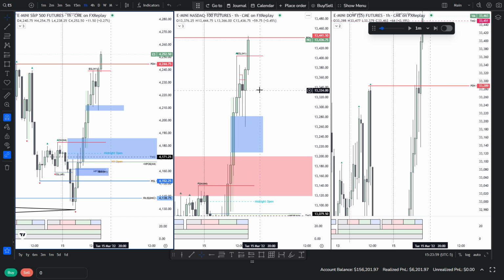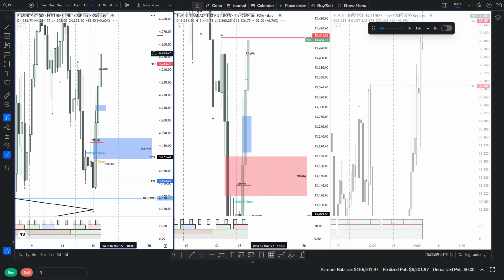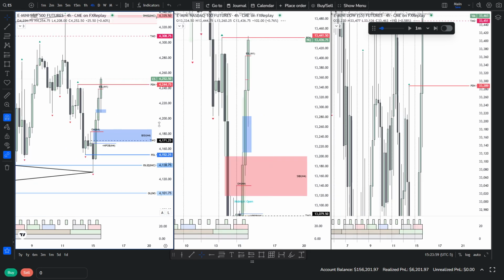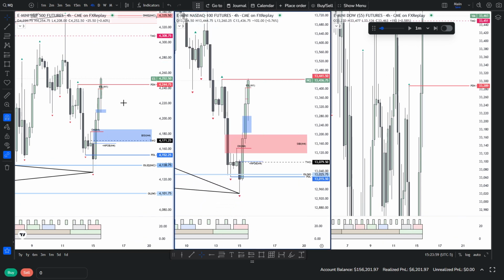We'll see. Anyway, I'm going to keep this one really short. So this is just for the PM session. Market's obviously traded up into here. I'm just going to venture out to the 4 hour. Let's just see if we got anything that we wish to potentially.